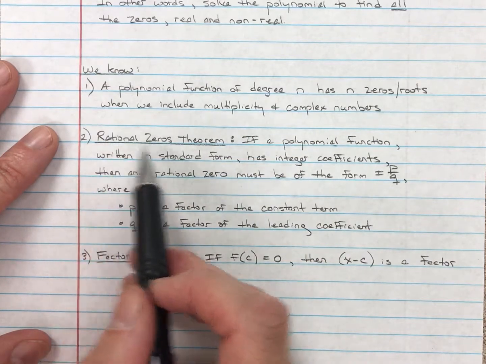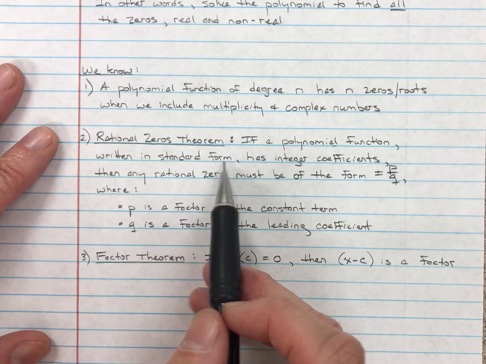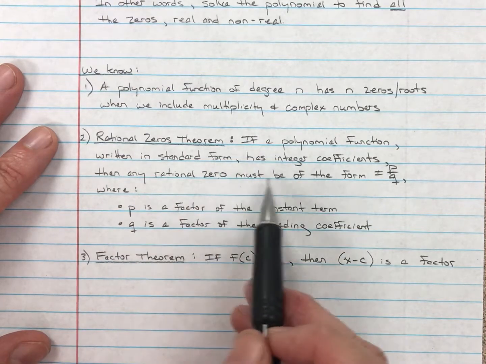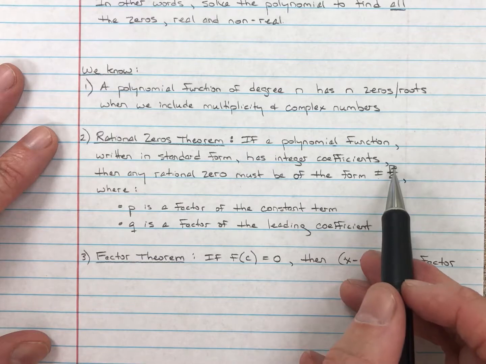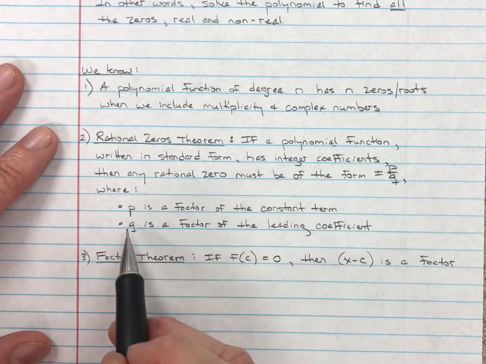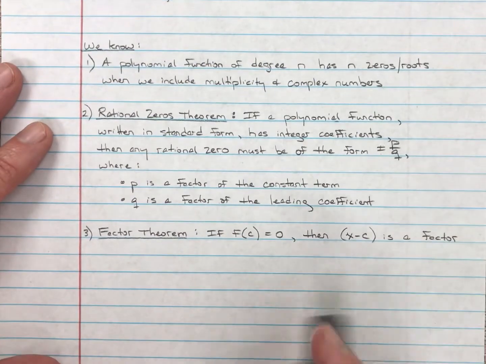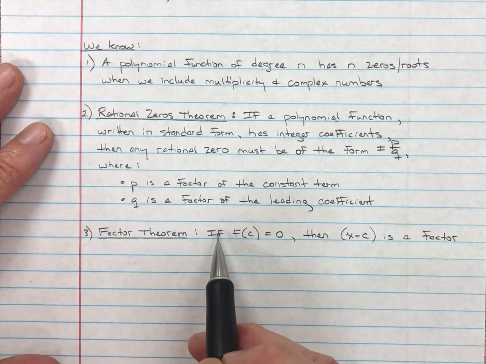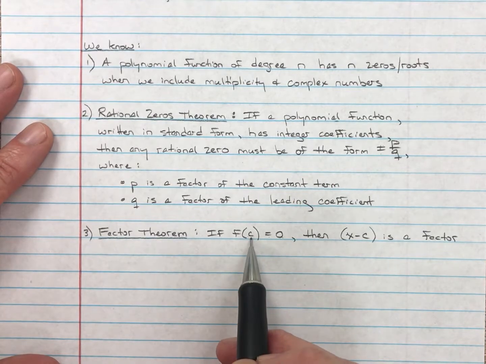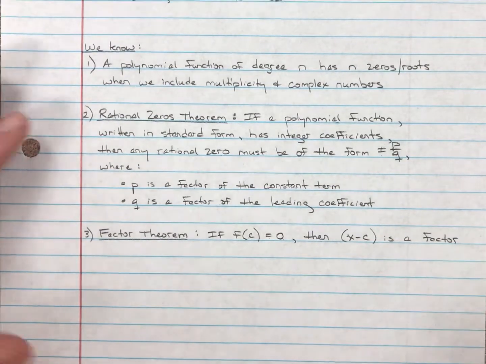Okay, number two, the rational zeros theorem. If a polynomial function written in standard form has integer coefficients, then any rational zero must be of the form plus or minus p over q, where p is a factor of the constant term and q is a factor of the leading coefficient. Number three, we know the factor theorem. If f of c equals 0, in other words, if c is a zero or a root, then x minus c is a factor.